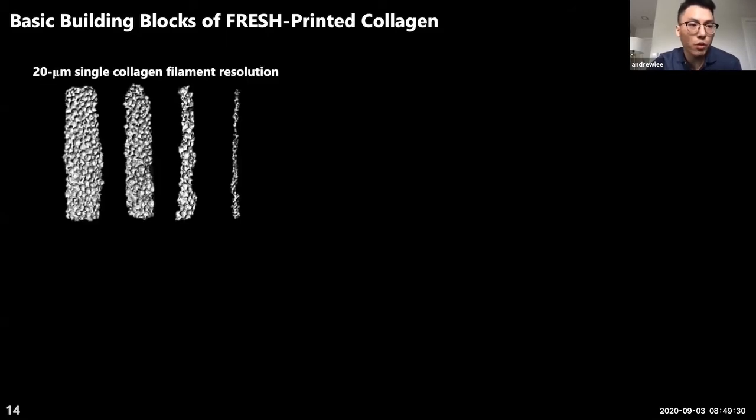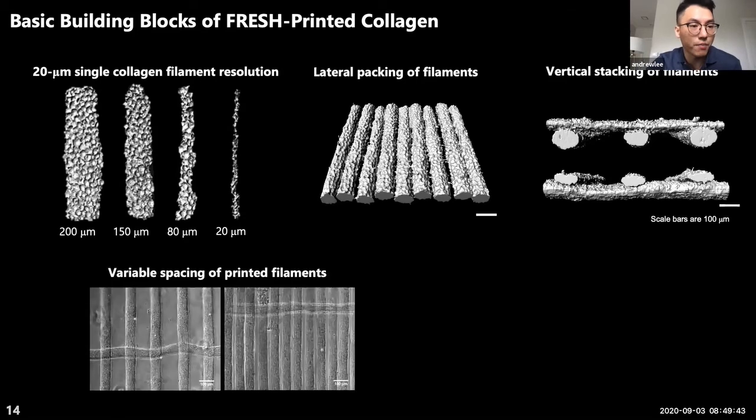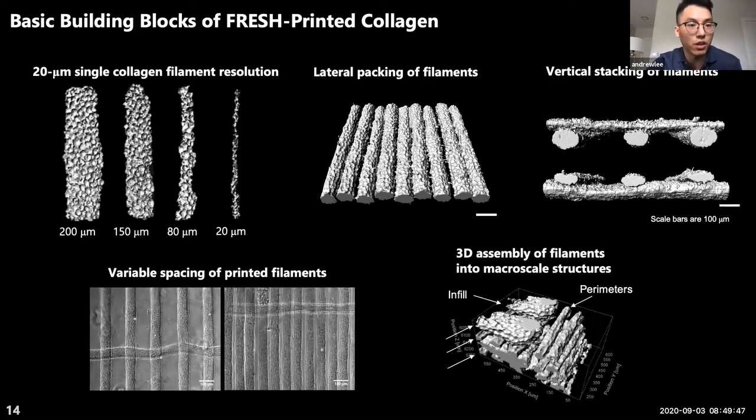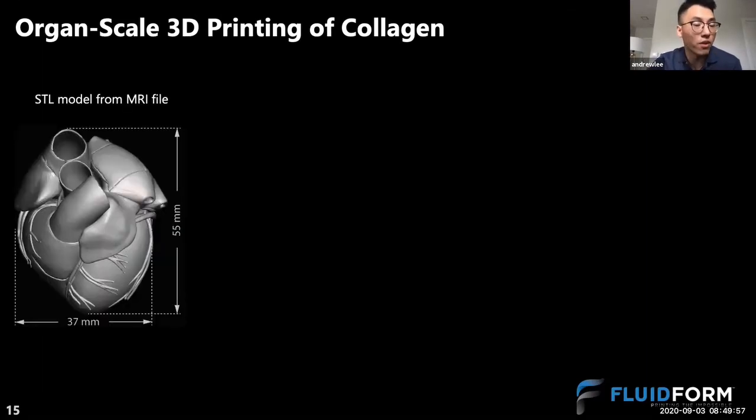So we started with looking at individual filaments, where we were able to recreate 200 micron filaments down to 20 micron filaments. We can laterally and vertically stack them, pack them, and also very easily vary the spacing on them, and then begin to utilize all of these to assemble these filaments into macro scale structures. And so taking these printing capabilities, we want to see how well all of this holds up inside a large print over multiple length scales.